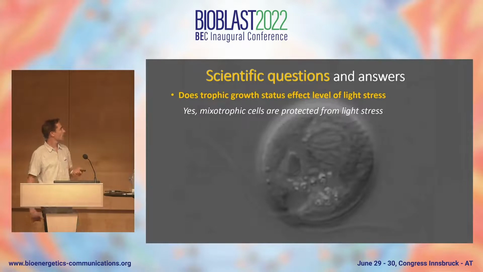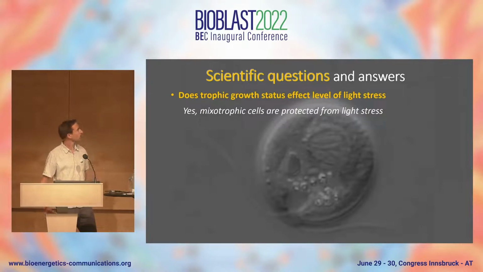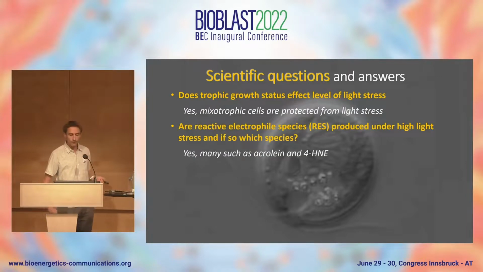So in conclusion, we can answer some of these questions. Is the trophic growth status affecting the level of light stress? Well, yes. Mixed trophic cells are protected to a certain level from light stress. Are reactive electrophile species produced under high light stress? And if so, which species? Well, many species are, but we could certainly confirm that acrolein and 4-hydroxynonenal were increasing under light stress.